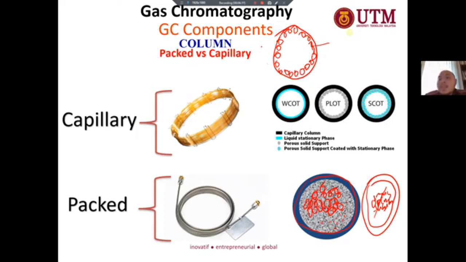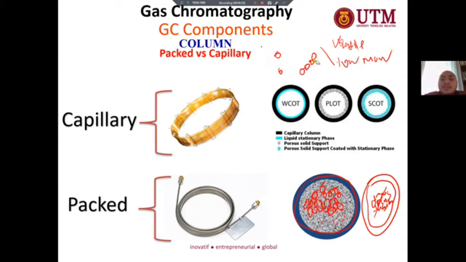The main problem with the porous layer open tubular column is that it's suitable only for volatile compounds, and also the ones that have low molecular weight. So the PLOT is only suitable for volatile and low molecular weight. So how about the other ones, which have a higher molecular weight, compounds that are not that volatile? So they needed to invent something. How can they introduce more interaction to the analyte?